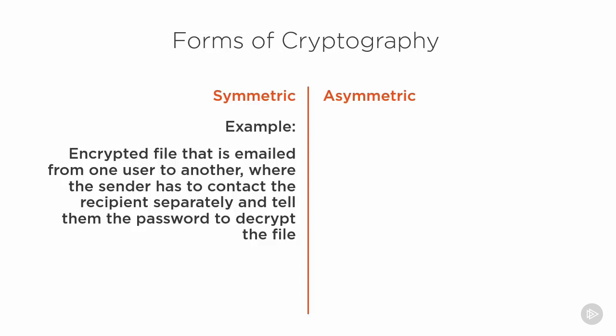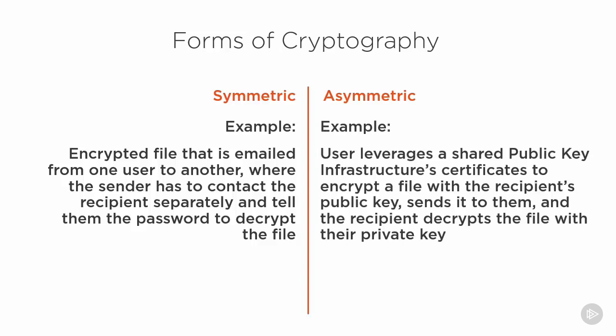In our asymmetric cryptography example, the idea is the same, but the cryptographic mechanisms are different, as we still have a user sending an encrypted file to another user, but in this example, the sender decides to leverage the public key infrastructure, or PKI for short, to encrypt the file with the recipient's public key. When the recipient receives the file, they are able to decrypt it with their own private key, since asymmetric cryptography is built upon a public key and private key pair, which are mathematically linked to each other.